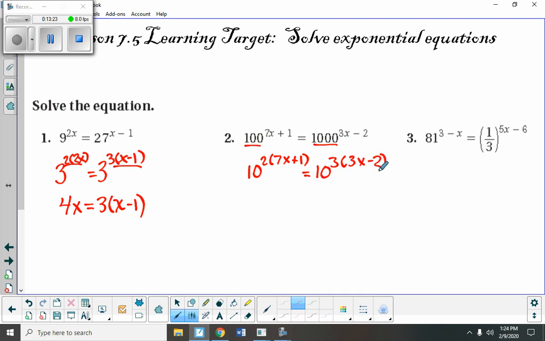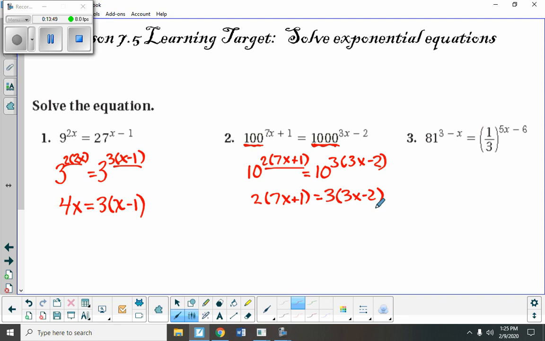Now, as you're looking at your root sheet, if you have one of those, if you're having trouble figuring out what the base is, you want to look for the line on your sheet that has both of the numbers, and then to find the base, you go all the way over to the left and find which number it is on the left of that column. So here we would set 2 times 7x plus 1 equal to 3 times 3x minus 2.